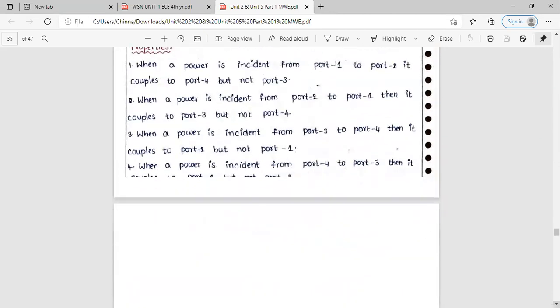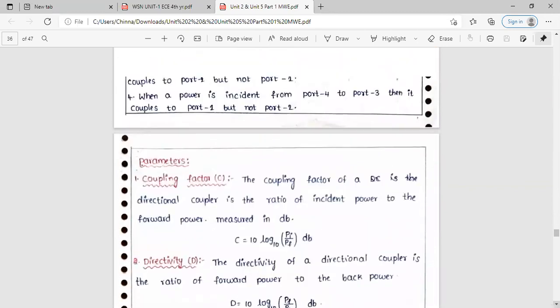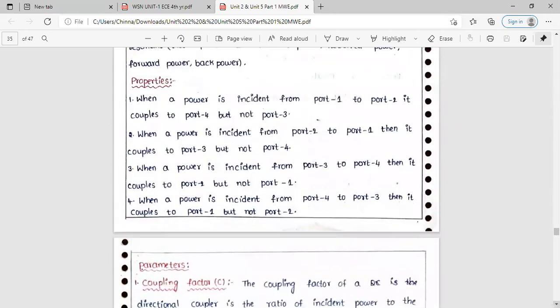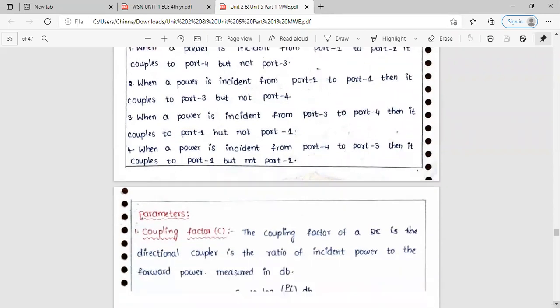Similarly, when the power is incident from port 2 to port 1, it is coupled with port 3 but not port 4. When the power is incident from port 3 to port 4, it is coupled to port 2 but not port 1. When the power is incident from port 4 to port 3, it is coupled with port 1 but not port 2. So the backward power does not appear here whenever power is incident anywhere. These are the properties of that particular directional coupler.